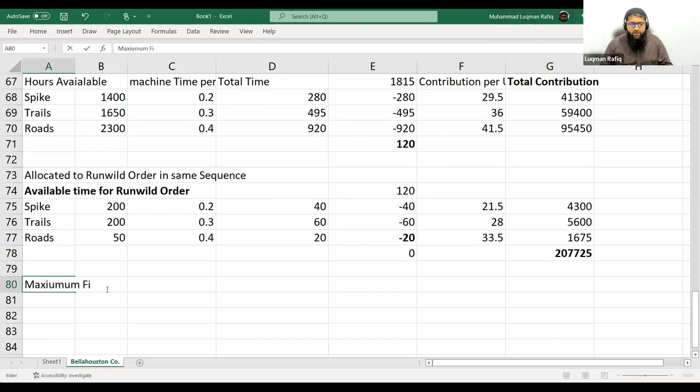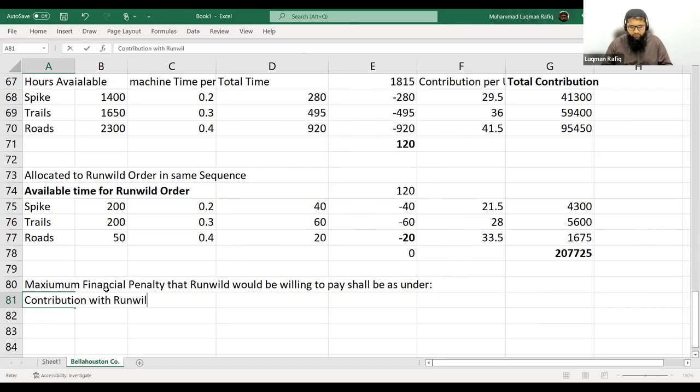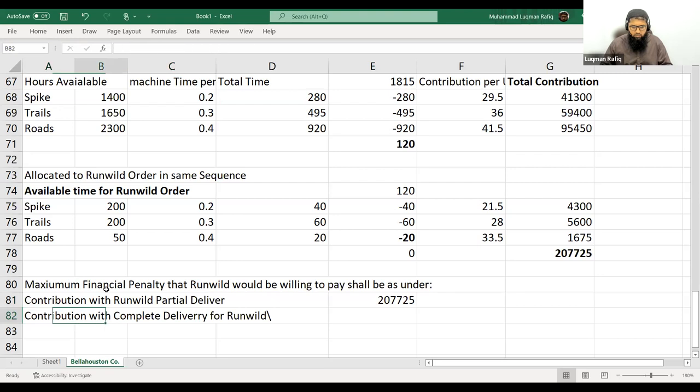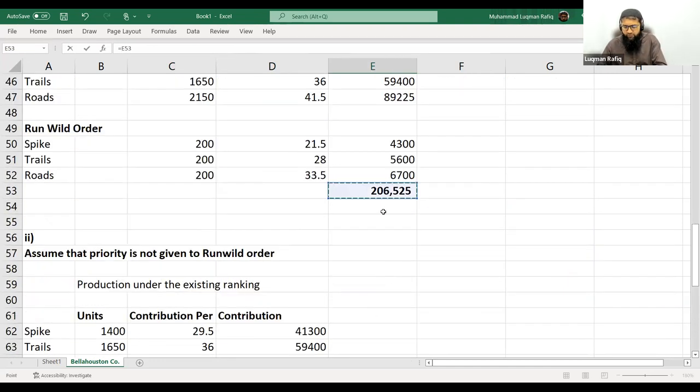Maximum financial penalty that Run Wild would be willing to pay shall be as under. Contribution with Run Wild not a priority is this. Contribution with complete delivery for Run Wild, that's actually 206,525.